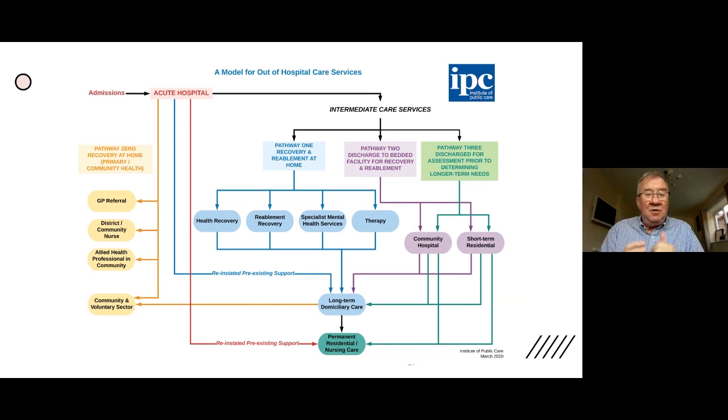So this is my work on out of hospital care, and it shows that at every level, all the blue pathways and the purple pathways, those are the services that need to be therapy led and need to be supported by domiciliary care reablement. And it's a significant part of that part of the system. Next slide, please.